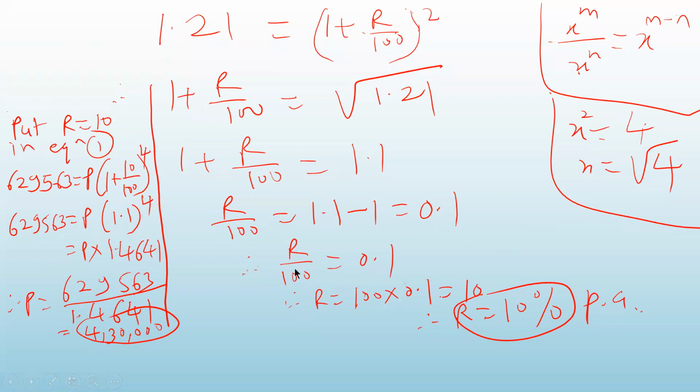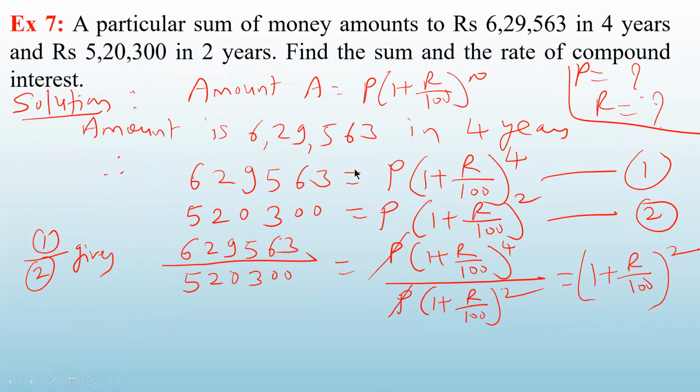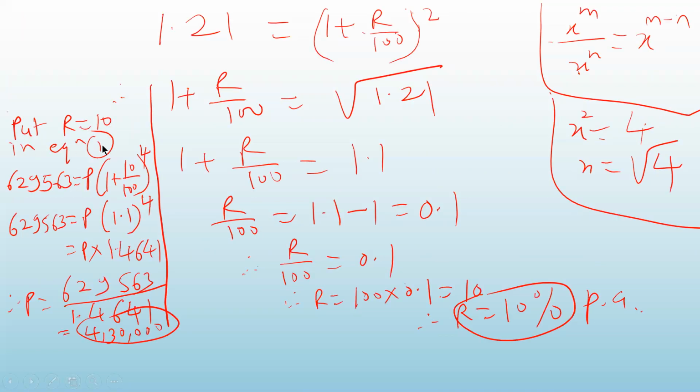So what is the value of R? 100 into 0.1. So once you get the value of R, that is 10, you put this value of R in any one of the equations. I have put the value of R in the first equation. So see here, put R equal to 10 in equation 1. Wherever R is, you write 10. So we will get this. Okay. And then simplify. So the value of P is coming as 4,30,000.